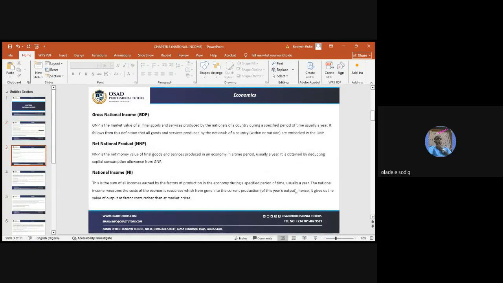So having understood GDP now, another concept of national income is your GNI.